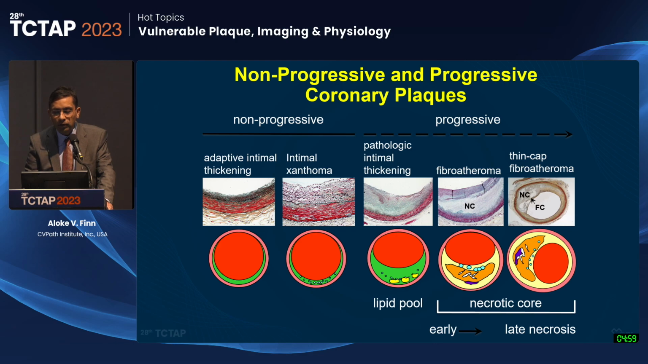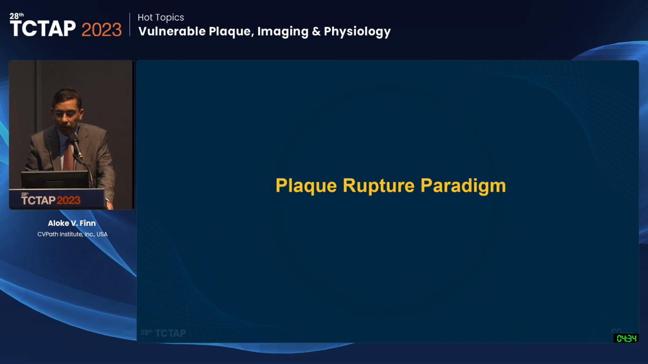The progressive and non-progressive coronary plaques are shown here, and really what I wanted to show is pathological intimal thickening is the first stage of atherosclerosis, with lipid pool, with inflammation, and some muscle cell loss with extracellular matrix. And then we get more progressive plaques, fibroatheroma, which is more cell death and necrotic core, and then we get the thin cap fibroatheroma, which is an even more advanced form of the fibroatheroma with a thin cap.